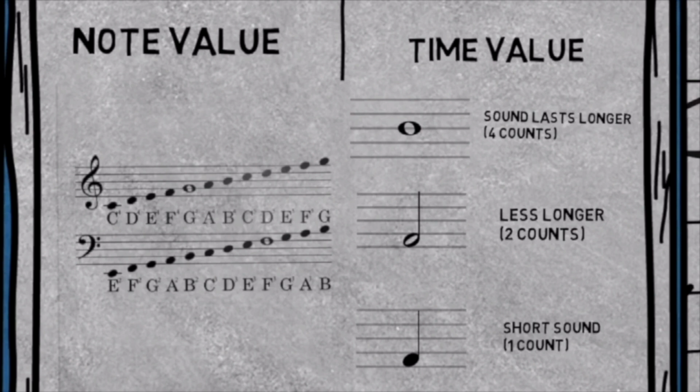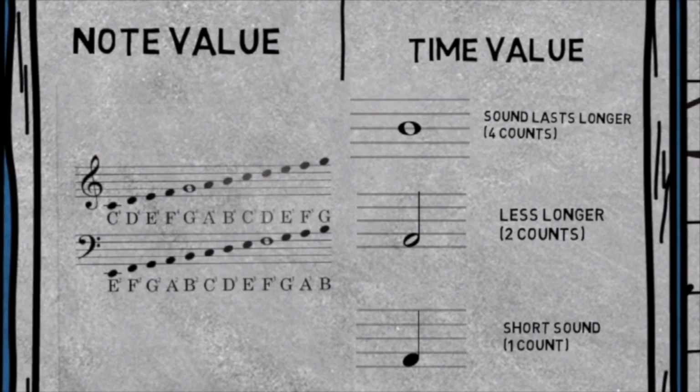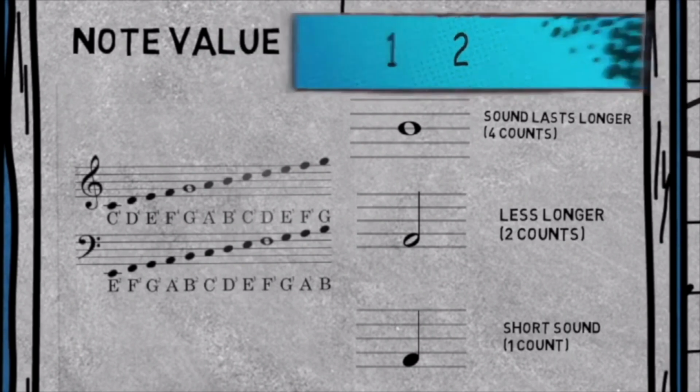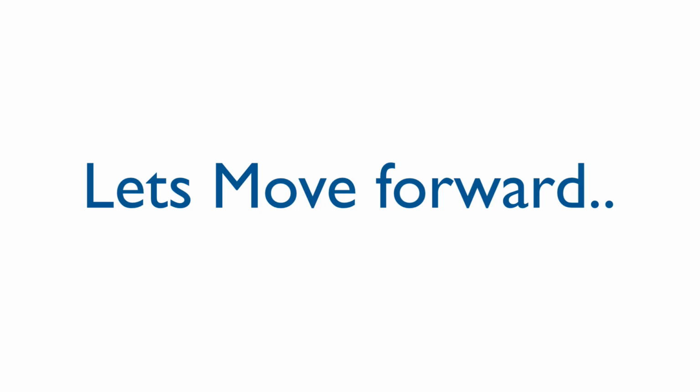Now when I say 4 counts, what I mean is the sound lasts for 4 counts, just like this. 1, 2, 3, 4. And when I say 2 counts, the sound lasts for 2 counts, just like this. 1, 2. And when I say 1 count, the sound lasts for 1 count, just like this. 1. So that's about the time value.